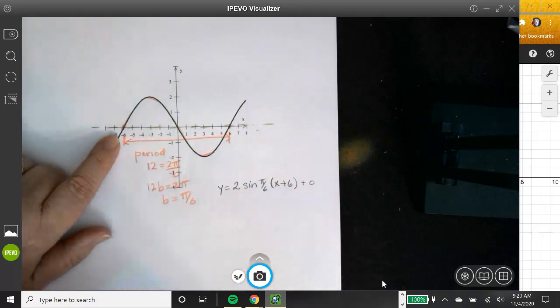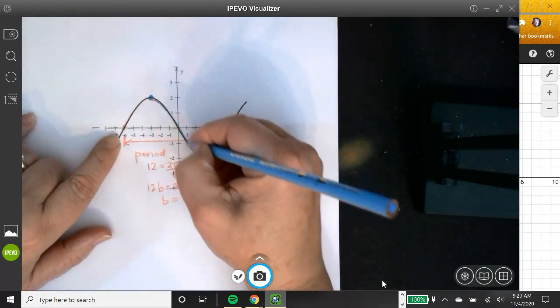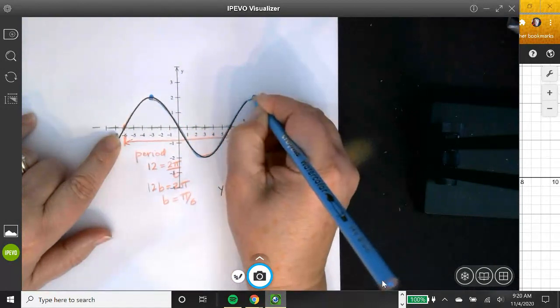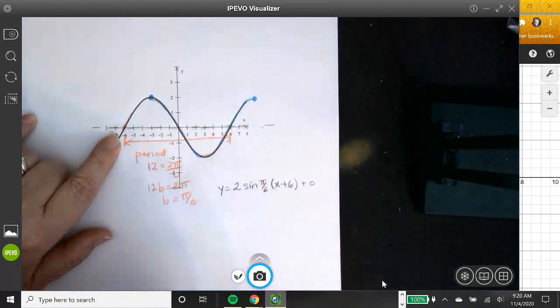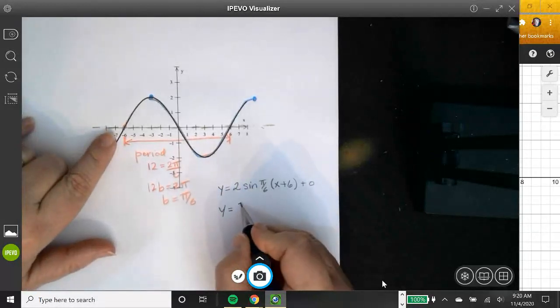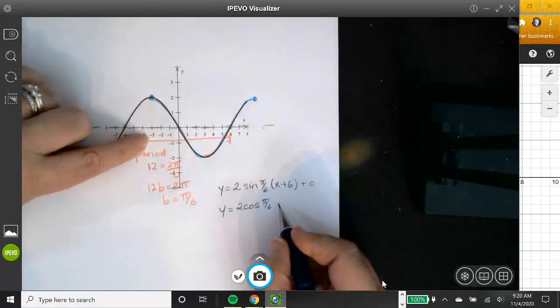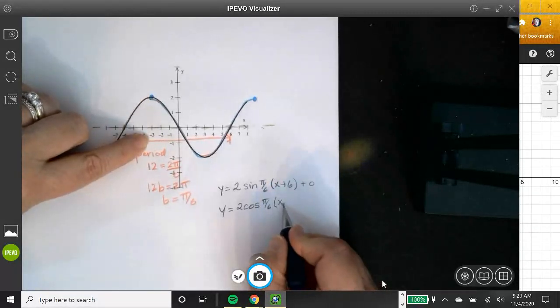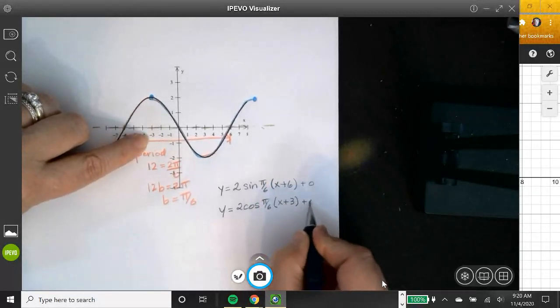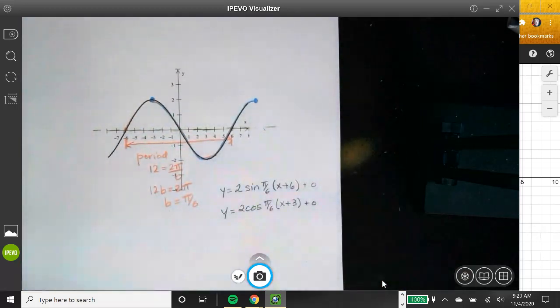All right, let's name it a cosine curve and be done. Here's my cosine curve. I don't see the whole thing, but that's okay. That's going to be, it's a positive cosine curve, so it'll be y equals 2 cosine pi over 6. The phase shift here is negative 3, so this would be x plus 3 plus 0. And again, you don't have to show the plus 0. I'm just showing it for illustration purposes, all right?